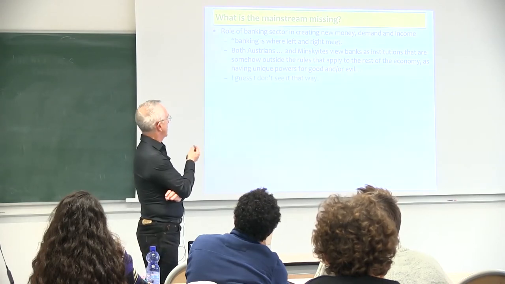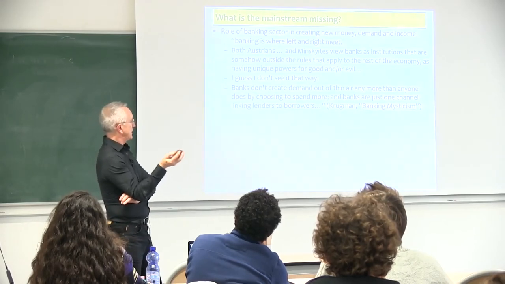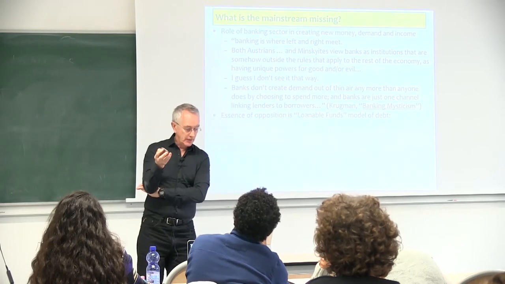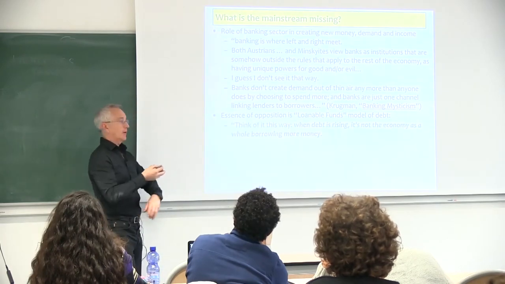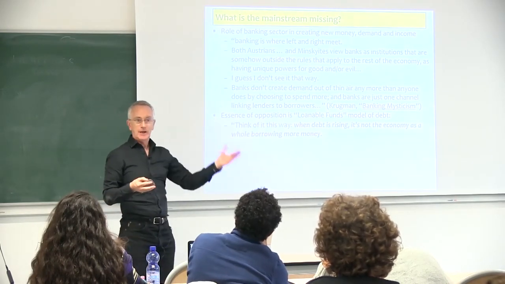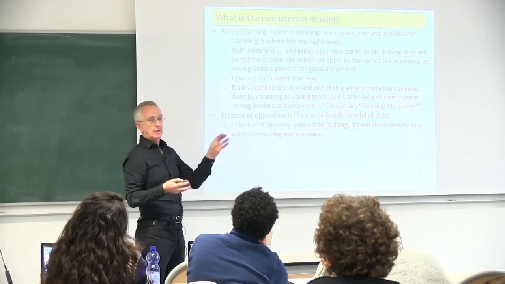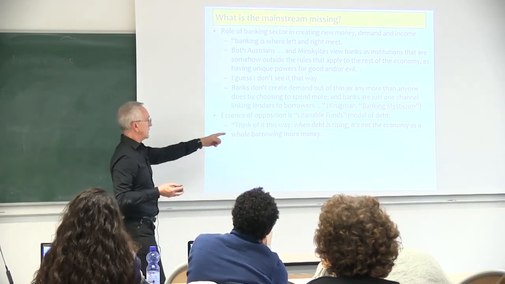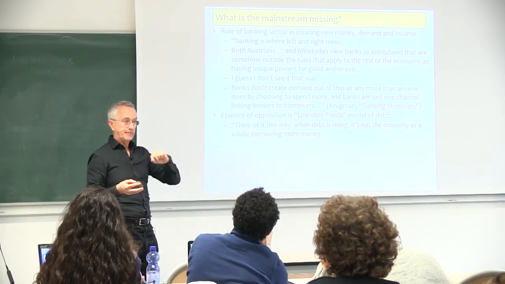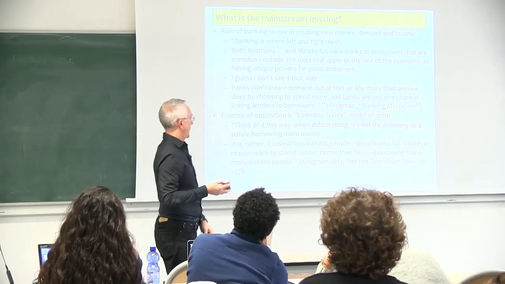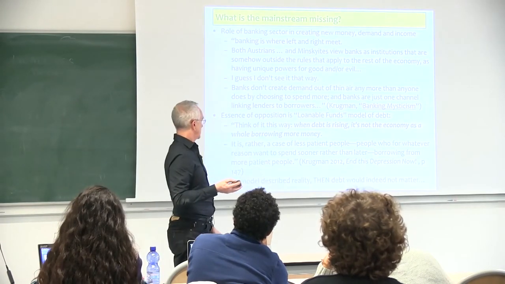And this is my good friend Paul Krugman saying that banks don't create demand out of thin air any more than anybody does by choosing to spend more. They're just an intermediary. So the opposition that the mainstream has to what I'm arguing is the loanable funds model. In loanable funds, banking is just an intermediary between savers and borrowers. There's no instrumental role for the banking system. So this is Krugman again saying when debt is rising, it's not the economy as a whole borrowing some more money. So there's no relationship between borrowing and money in that model. It's just less patient people borrowing from more patient people. That's in his book, End This Depression Now.